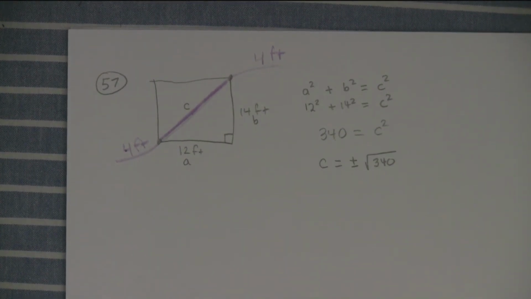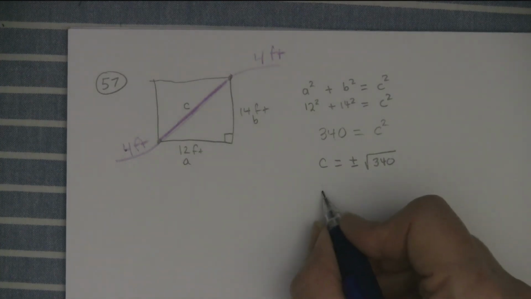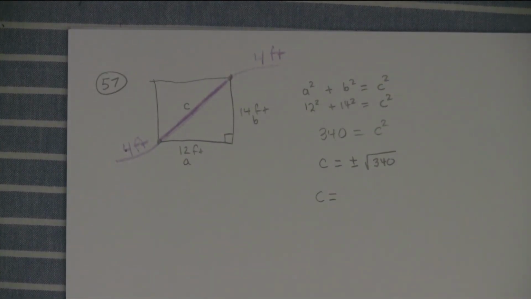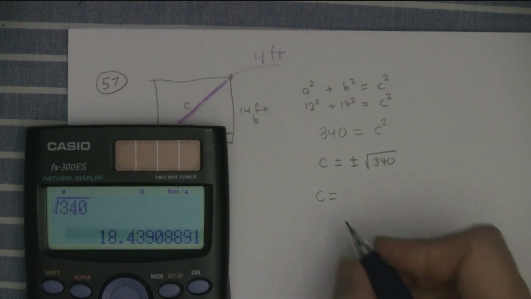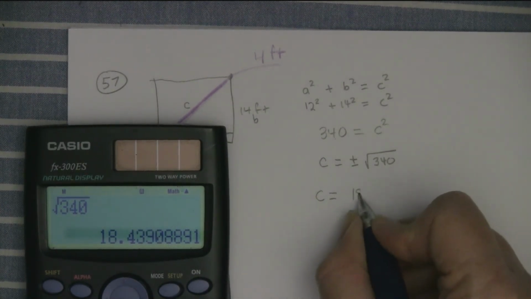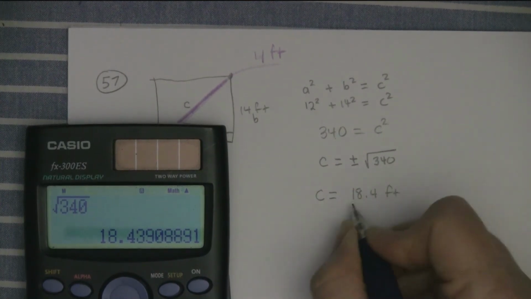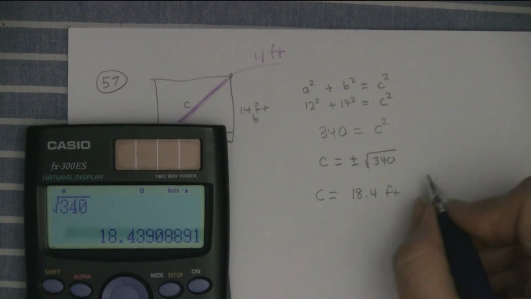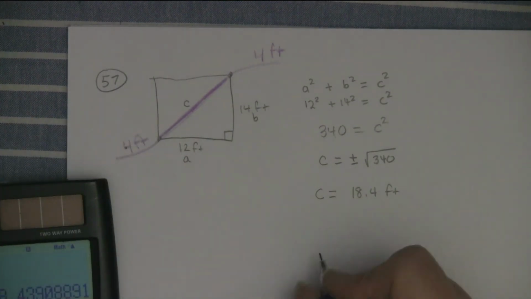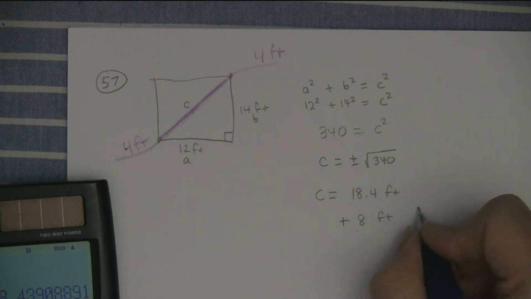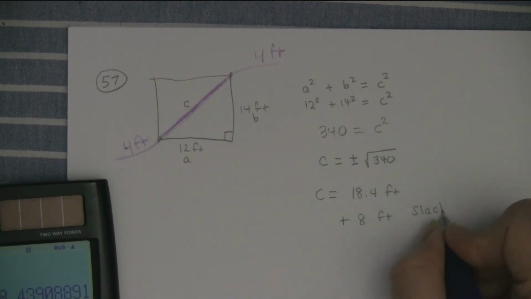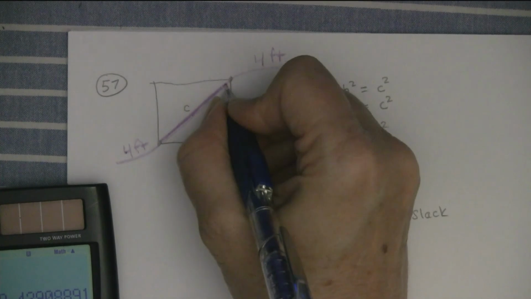And because it's length, right? So when I put this in my calculator, the square root of 340, my calculator gave me 2 square roots of 85. It simplified it for me. But I want to know what it is as a decimal. So that's 18.4 feet. And it's positive, right? Because it's length. It's not negative. And then I'm going to add 8 feet onto that for the slack. 8 feet slack. So this is just from here to here is 18.4.